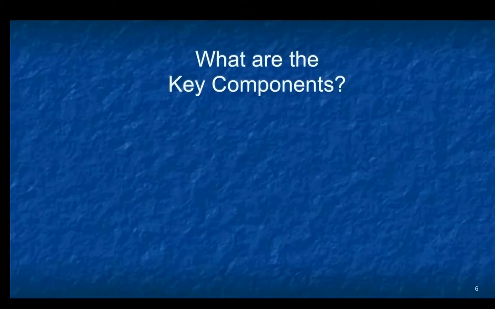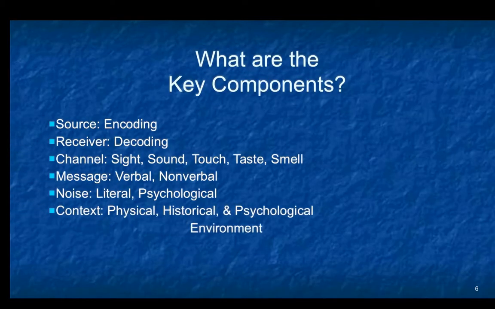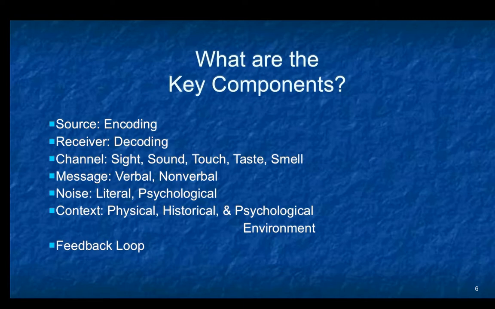So what are the key components in our communication models? The source is one component. The source encodes. It's the process of taking those messages in your mind, those ideas, and translating them into the verbal and nonverbal realm. Decoding is where you take the verbal and nonverbal realm and you translate it back into the realm of ideas. The channel can include sight, sound, touch, taste, and smell.